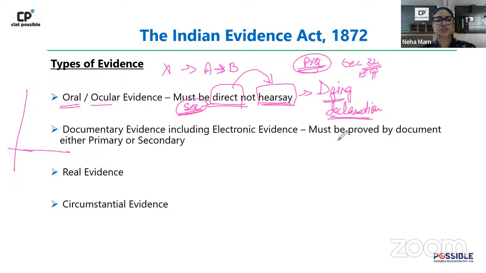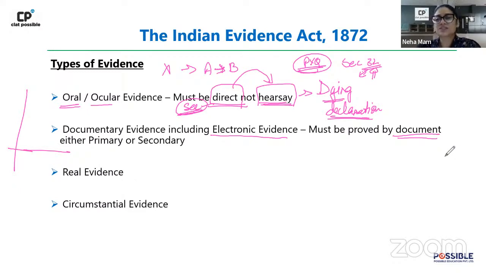Okay, chalo. So this was oral evidence. Now next is when you talk about documentary evidence. अब documentary evidence क्या होता है? Documentary evidence is when you are talking about any form of document, right? Or it could even be electronic evidence, right? So electronic evidence is also considered as documentary evidence and that is admissible. Important क्या होता है? Documentary evidence must be proved by a document only, right? Documentary evidence आप orally prove नहीं कर सकते.